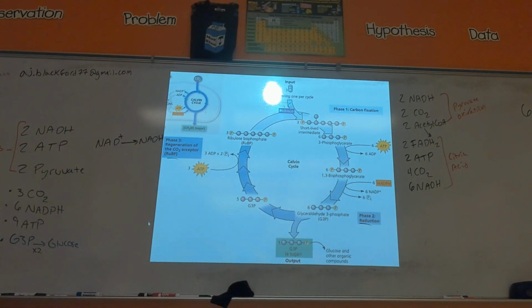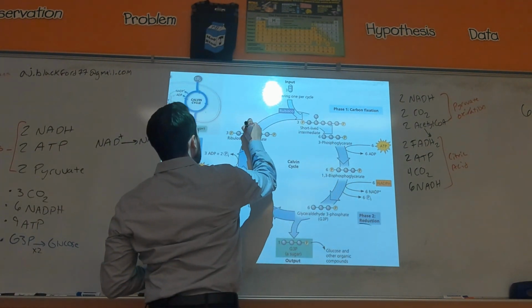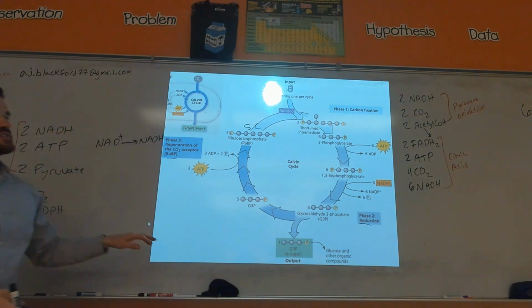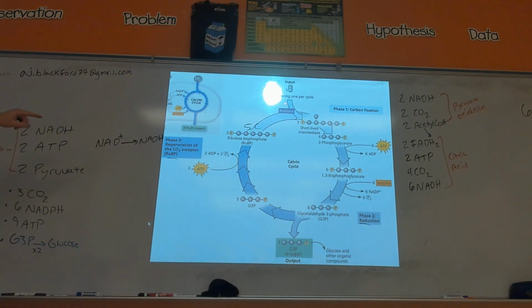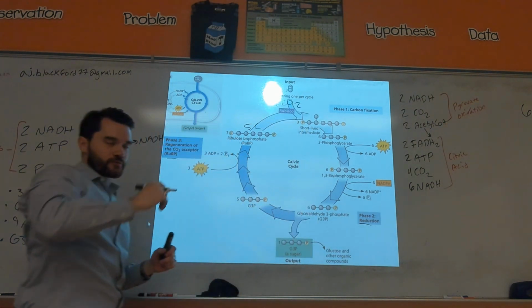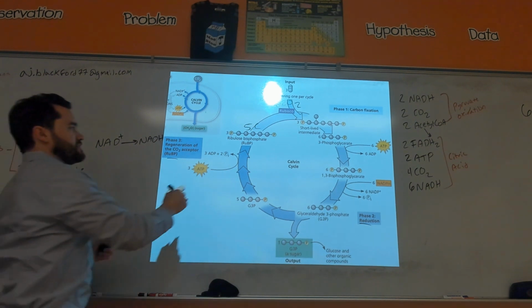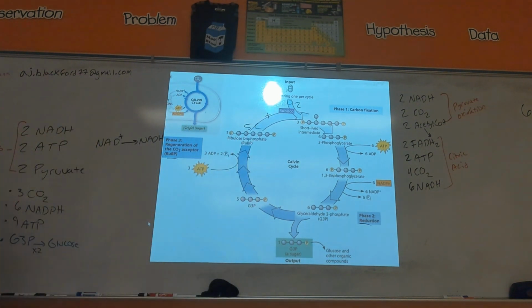Rubisco is the enzyme. RuBP can be easily confused with Rubisco. RuBP is a 5-carbon sugar that's going to meet up with 1 CO2. You have to do the cycle 3 times, and that gives you your 6-carbon sugar here. In that process, Rubisco is the enzyme that catalyzes the addition of CO2 to the 5-carbon sugar. That's carbon fixation.